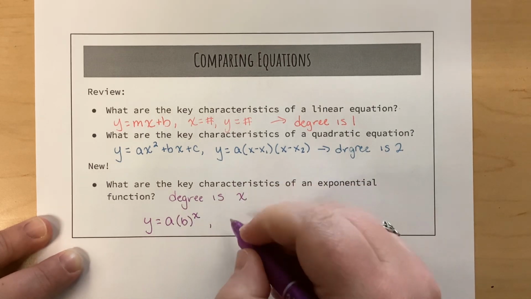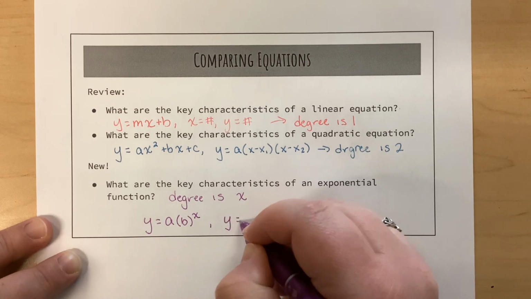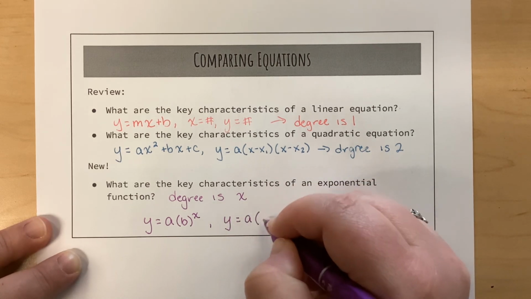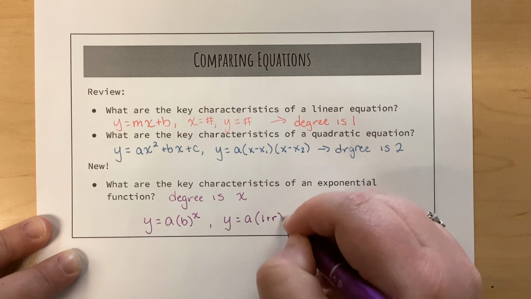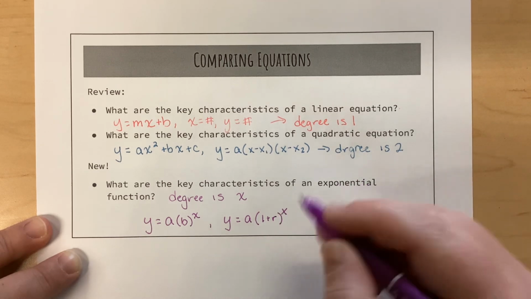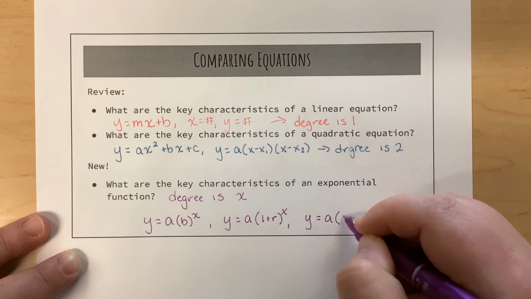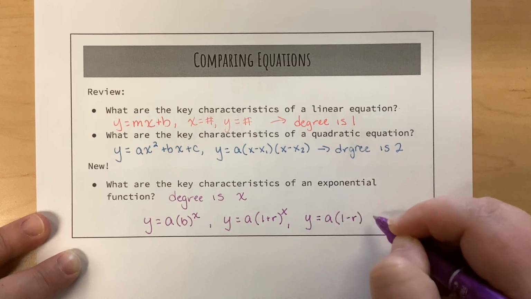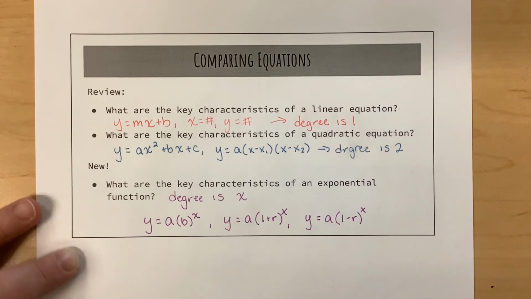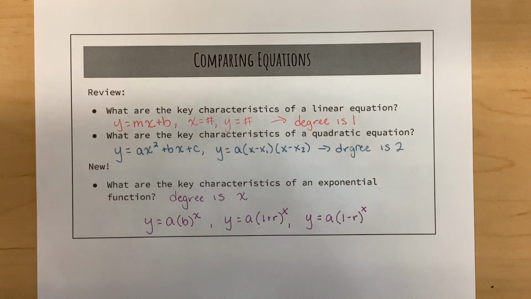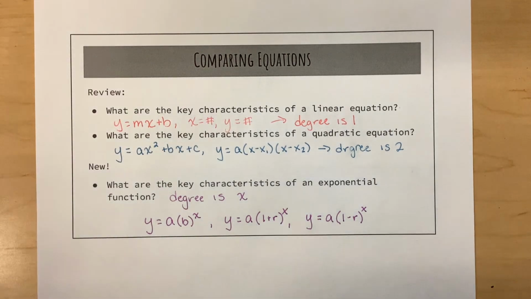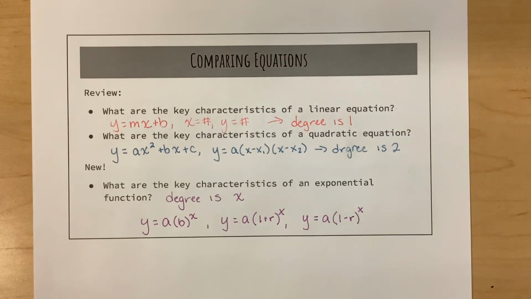You can also have exponential growth, so y equals a times (1 plus the rate at which it is changing) to the x. And you can have exponential decay, so it's y equals a times (1 minus the rate that it is changing at) to the x. There are also more complicated ones that have to do with compounding interest, but we don't deal with those in Algebra 1. You can save that for Algebra 2. All right, so let's take a look at some equations so that we can determine which type they are.